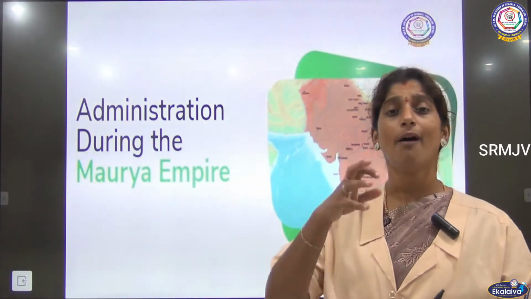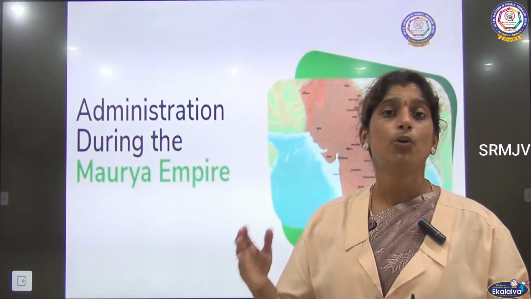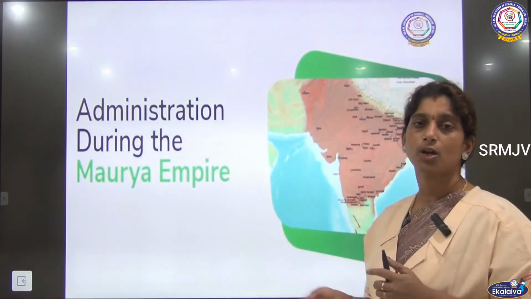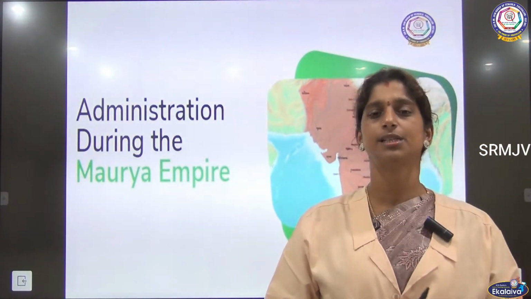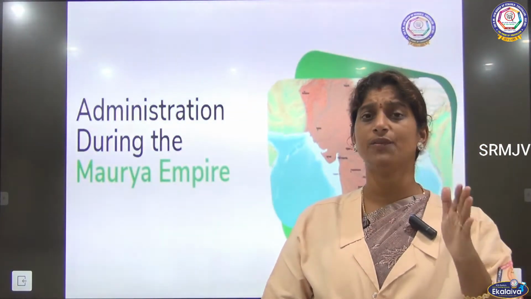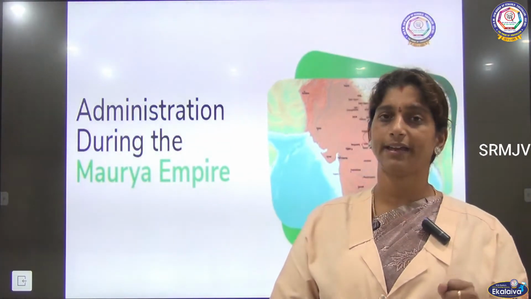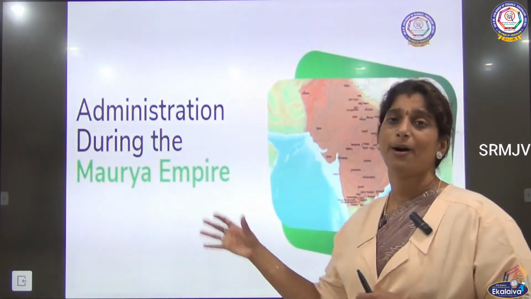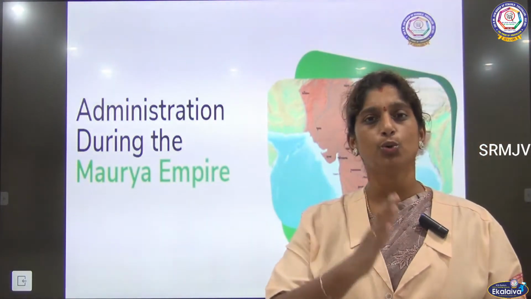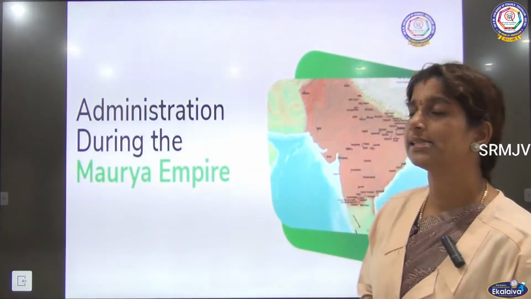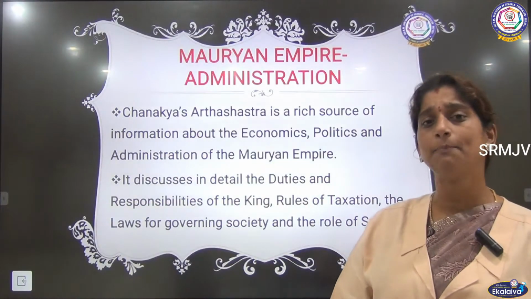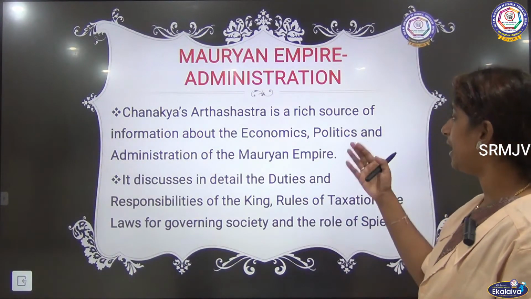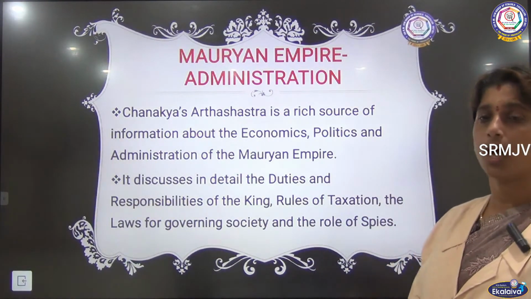So now we are going to see how the administration was during this Mauryan empire. During Chandragupta Maurya's period, we have seen that Chanakya was the important minister in his court. He was a very knowledgeable person on politics and the external affairs of the state, so he was a very efficient minister. All the references we have about the Mauryan empire come through the Arthashastra written by Chanakya. Chanakya's Arthashastra is a rich source of information about the economics, politics and administration of the Mauryan empire.